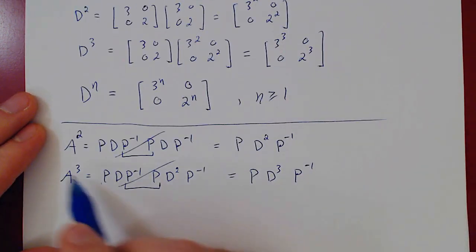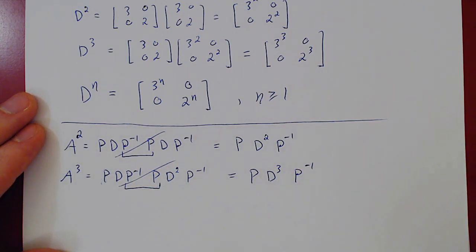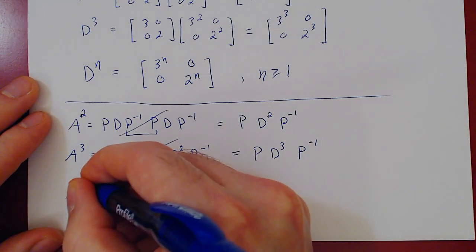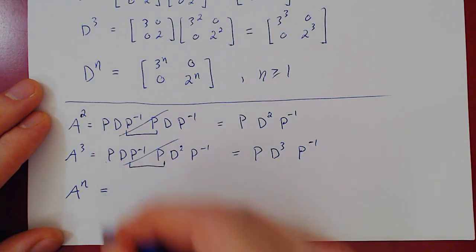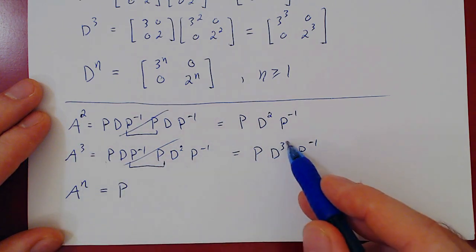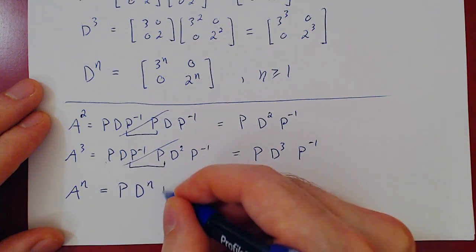And you can extend this for A to the fourth, A to the 5, A to the 6, any given power. So if you said, well, what's the nth power of A for any n, it will simply be P D to the n P inverse.